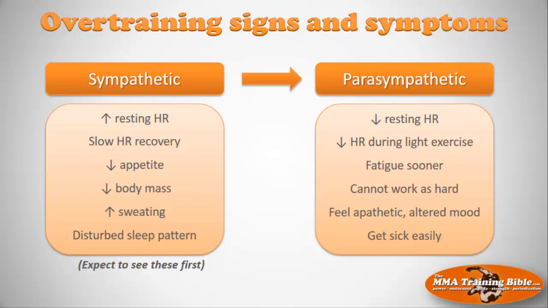So we'll expect to see a decrease in resting heart rate. We'll expect to see a decrease in heart rate during light exercise. You'll fatigue sooner. You can't work as hard. Your mood will be altered. You'll feel apathetic. You'll get sick easier. So these are two different types of overtraining that you really need to know. You really need to understand the signs and symptoms and look out for them.